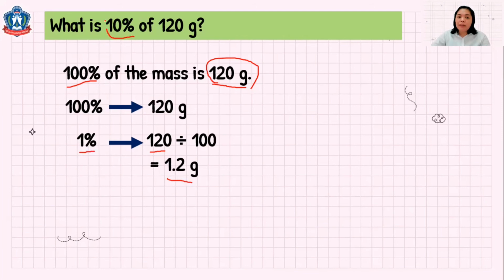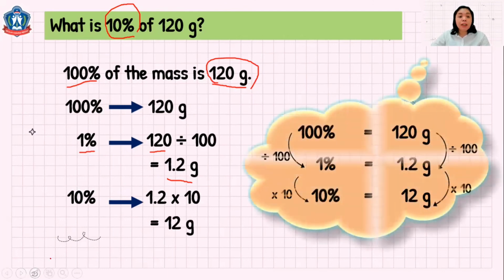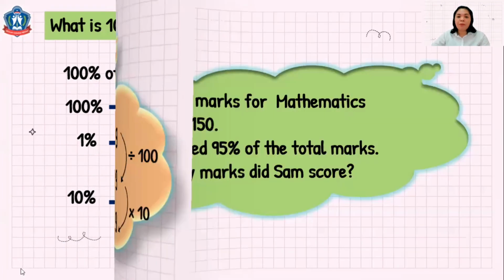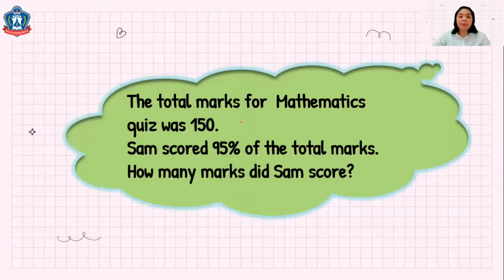And we are looking for the 10%. What are we going to do? Let's multiply 1.2 times 10, and that is 12 grams. So therefore, children, the 10% of 120 grams is 12 grams. Okay, I have here another question. The total marks for the mathematics quiz was 150. Sam scored 95% of the total marks. So how many marks did Sam score? It means you will find the 95% of 150. If you know the answer, you can share that during our Zoom meeting.